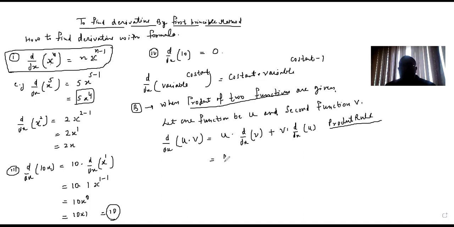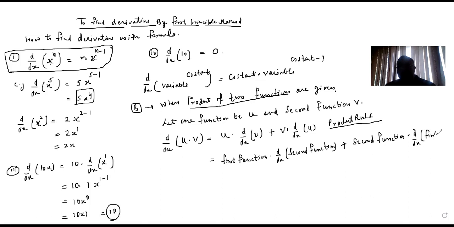That means first function as it is, multiply by derivative of second function plus second function as it is, multiplied by derivative of first function. इसको नोट करिए, then we will go with the questions based on this.